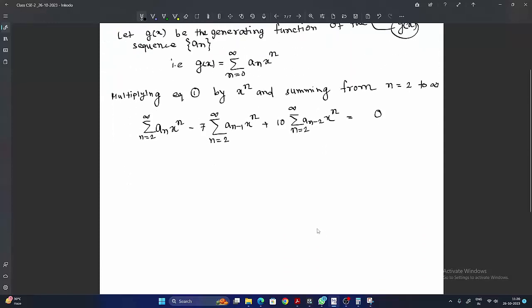Now the problem is our g(x) function is from n is equal to 0 to infinity, but here we have n is equal to 2 to infinity, so we can't actually replace g(x) here. So that's why we will complete the series here. So how to complete the series?